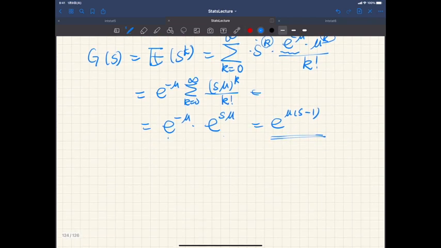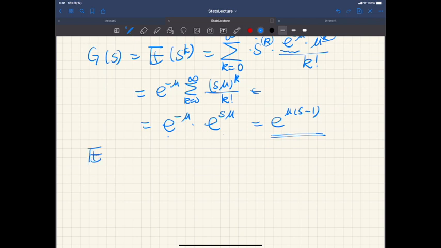And from this, you can calculate the expectation value, which should be mu. You should try it. And also you can calculate the variance, which should be, actually, mu. You know, in the case of binomial distribution, the expectation value was np, right? And actually this is consistent with the definition of mu.